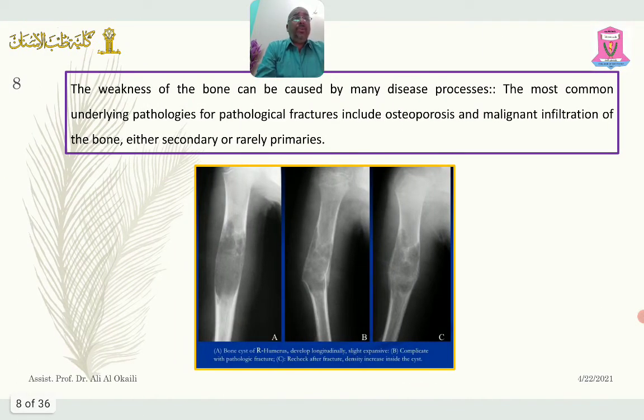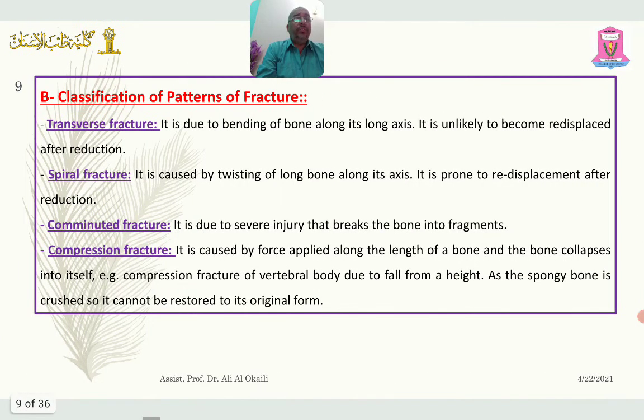The weakness of bone can be caused by many disease processes. The most common underlying pathologies for pathological fracture include osteoporosis and malignant infiltration of bone, either secondary or rarely يكون primary causative factor. Osteoporosis اللي هو هشاشة العظام, or malignant infiltration to the bone either by metastasis or primarily involved to the bone.